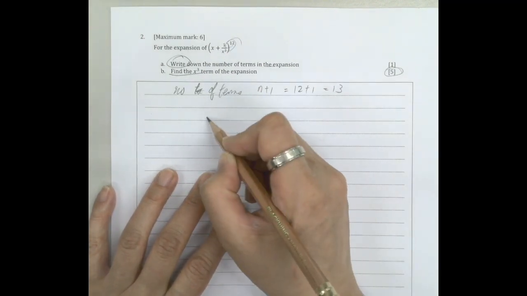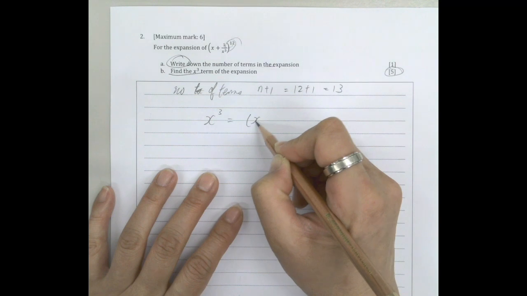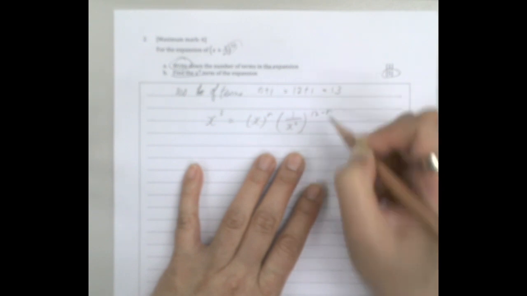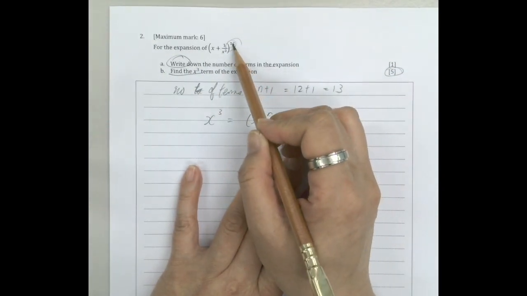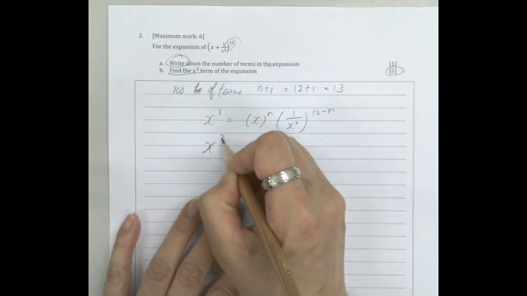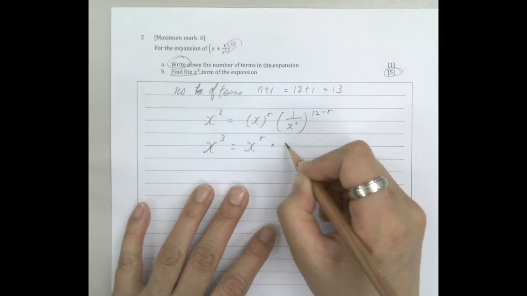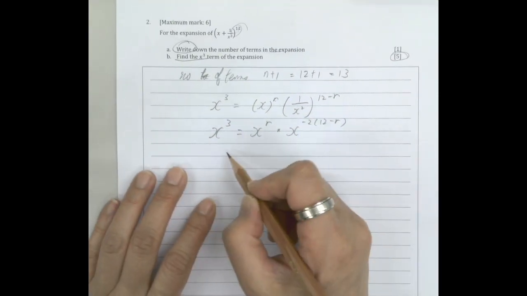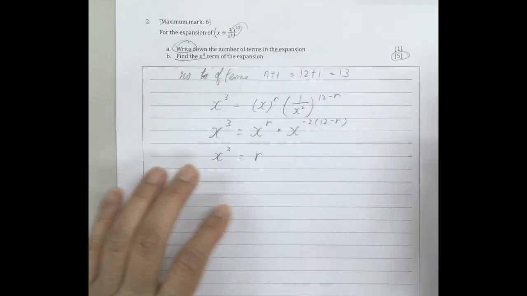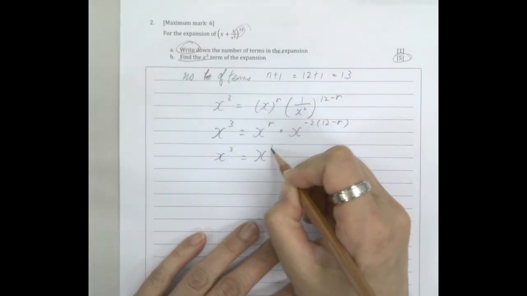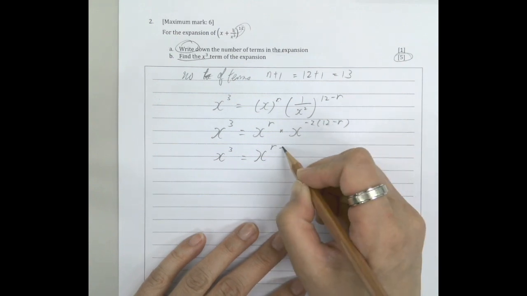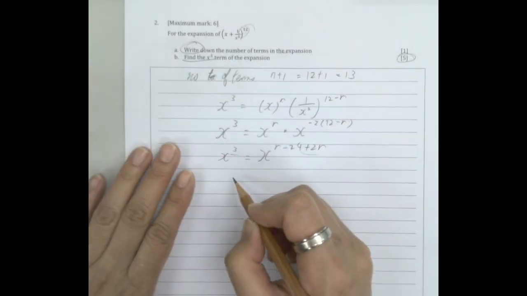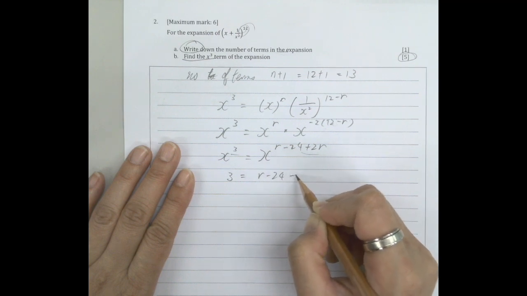So let's see. We want the x to the power 3. I will personally like to set the r in the front, and then we have 1 over x squared to the power 12 minus r. These two numbers should add up to 12. We are finding the term, so no binomial coefficient required. So we have x to the power r times x to the negative 2 times 12 minus r. I usually skip this step. And we have x cubed equals x to the power r minus 24 plus 2r. Compare the index, that will give us 3 equals r minus 24 plus 2r.